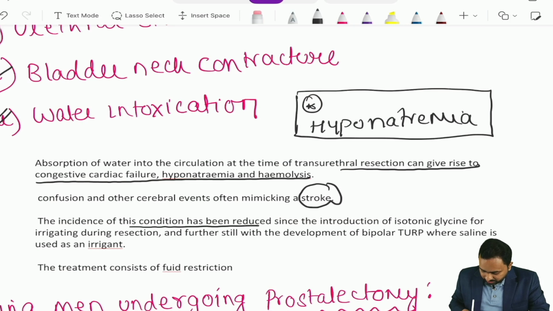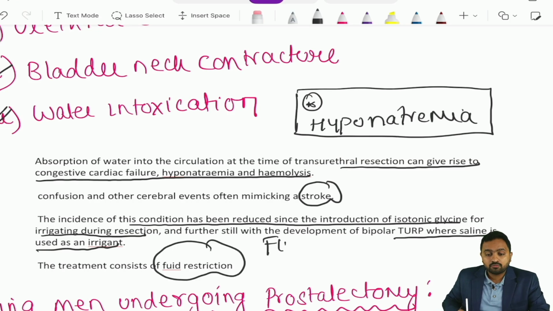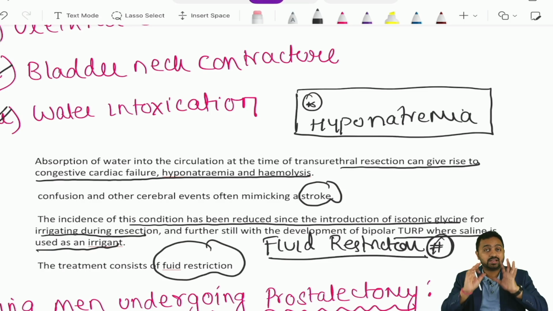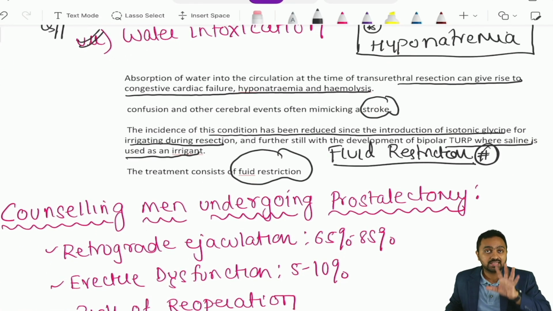So, the incidence of this condition has reduced since the introduction of isotonic glycine for irrigation during resection, and further still with the development of bipolar TURP where saline is used as an irrigant. Now, what would be the treatment? The treatment of this is fluid restriction, right. So, these are two important keywords that you need to remember: hyponatremia, and the treatment is fluid restriction.